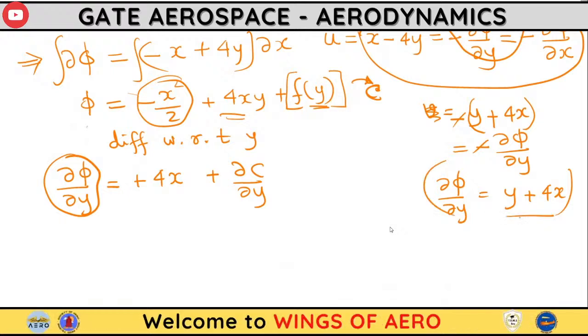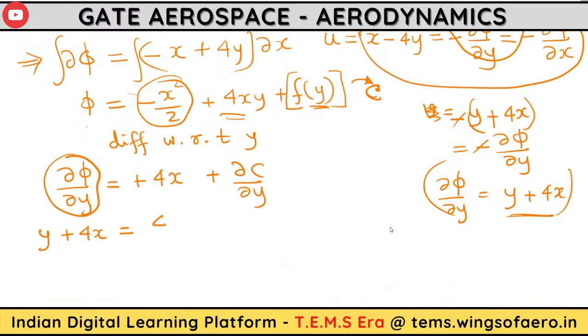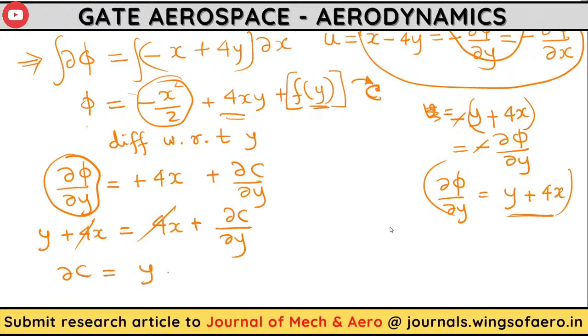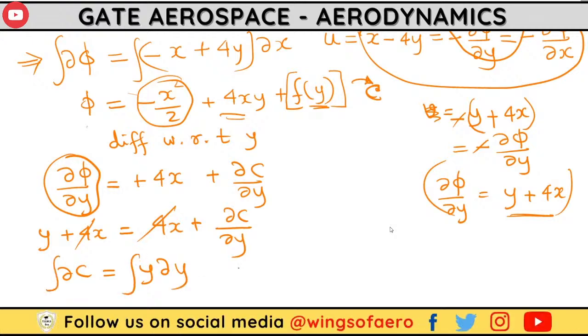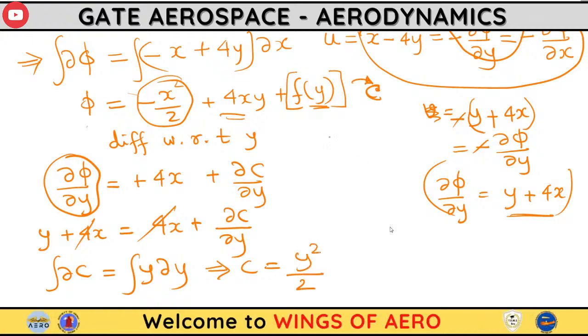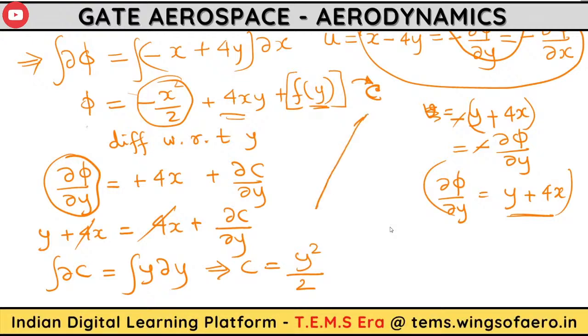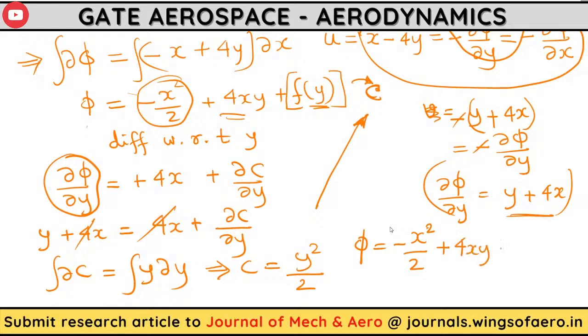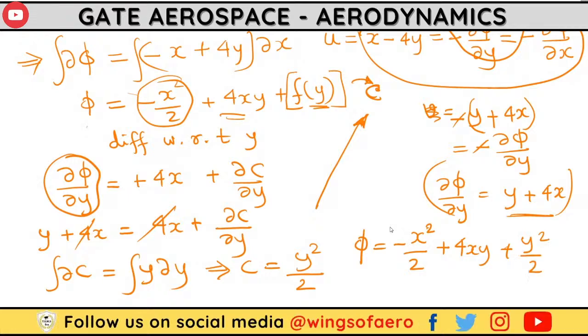Now I'm going to substitute this value over here. y plus 4x equals 4x plus dou c by dou y. It will get cancelled off. Then you will have dou c equals y dou y. Integrating both sides, c equals y squared by 2. Substitute over here and you will get phi. What will be phi? Minus x squared by 2 plus 4xy, then again plus y squared by 2. Are you getting that?